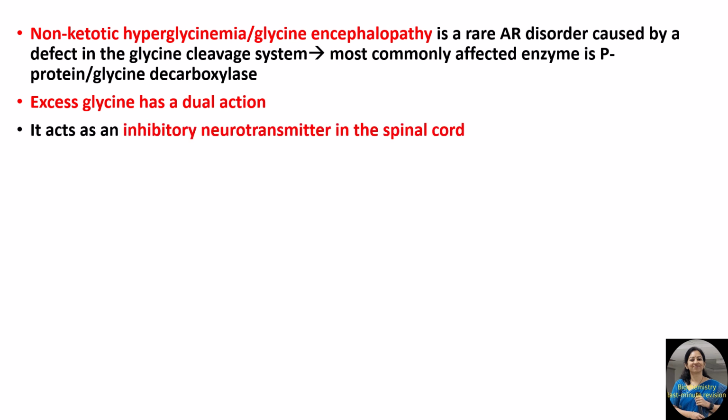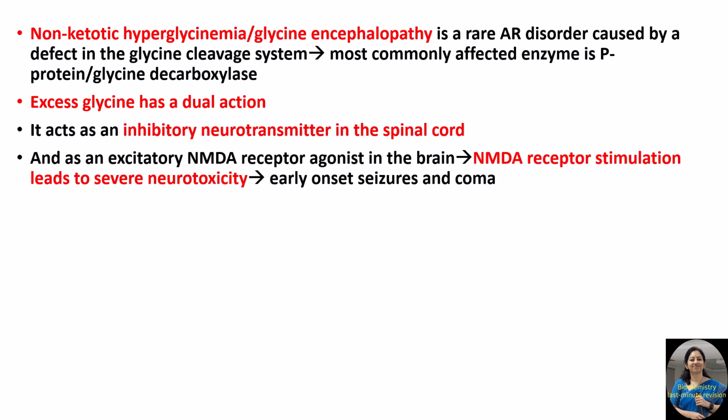It acts as an inhibitory neurotransmitter in the spinal cord, whereas in the brain it acts as an agonist, with an excitatory effect on N-methyl D-aspartate receptors. Now when increased accumulation of glycine overstimulates these N-methyl D-aspartate receptors, it results in severe neurotoxicity manifesting as seizures, and the child can lapse into coma.